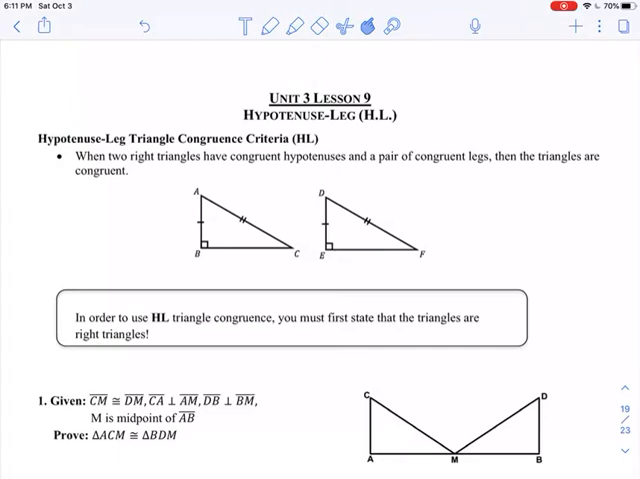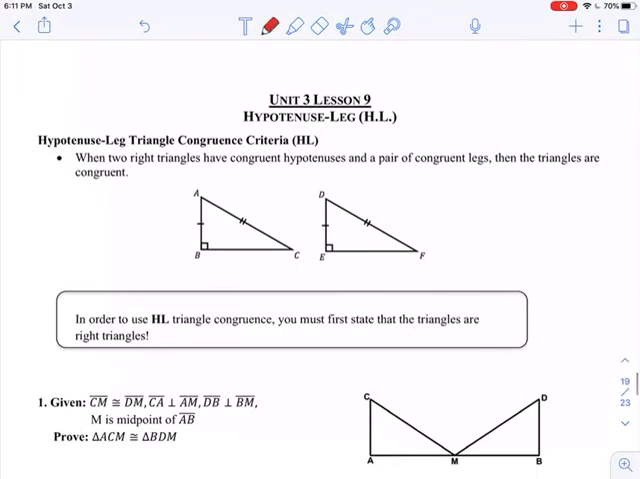Hi, this is Unit 3, Lesson 9, and today we're going to talk about our last way to prove triangles congruent, and that is hypotenuse leg. Now hypotenuse leg is only for right triangles, because a right triangle has a hypotenuse. This is my hypotenuse right here. It is the side across from the right angle.